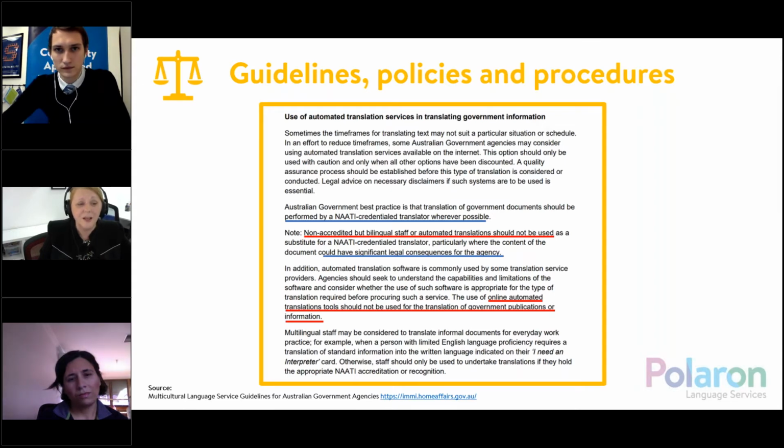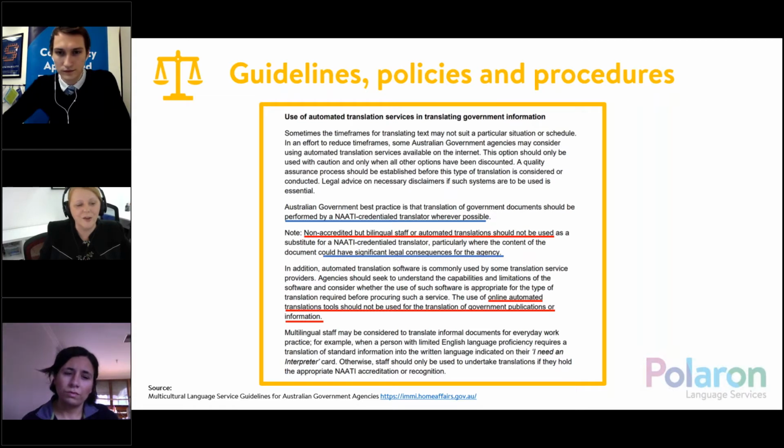Then it says non-accredited but bilingual staff or automated translation should not be used as a substitute, and especially if those documents could have significant legal consequences for the agency. And then below, online automated translation tools should not be used for the translation of government publications or information. This cannot be any clearer than that.